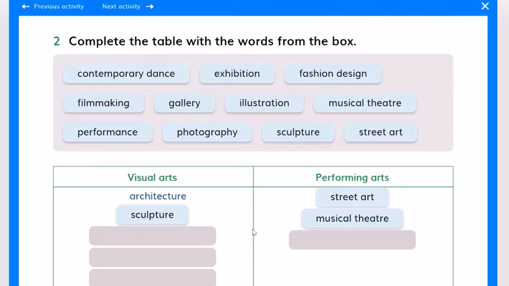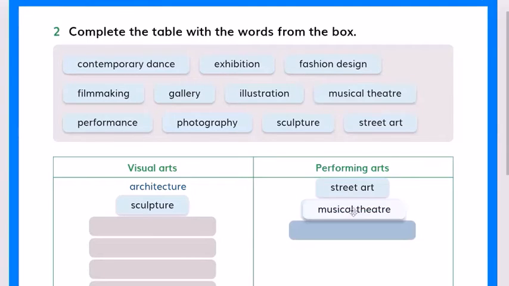So good. And the other gentleman that I'm sure, Armen Hasan. Armen, what do you think? What can fit under the titles? Teacher, for visual arts, anything you may match. Teacher, I think filmmaking is performing arts, teacher. Filmmaking is for performing art. Why do you think so? Teacher, because there are people in it and they're doing things and they're acting, teacher.